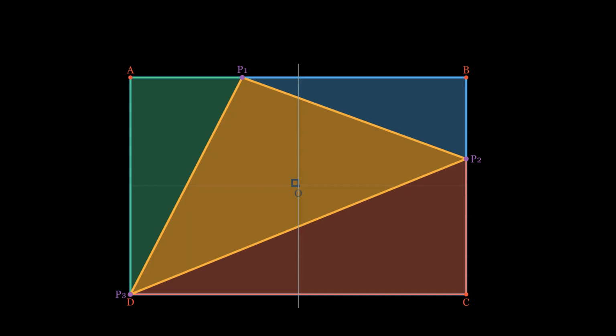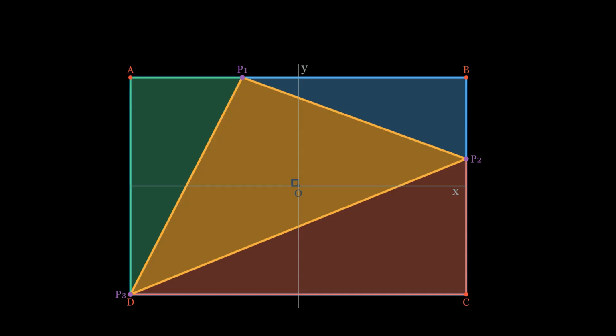Let's overlay a coordinate system to help with our solution. Here are our x and y axes. The internal lines divide our rectangle into 4 triangles.